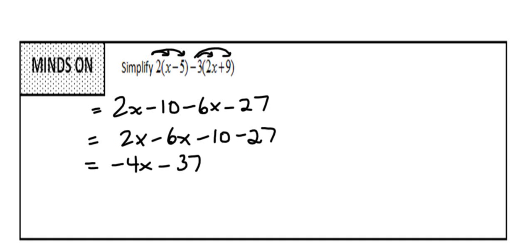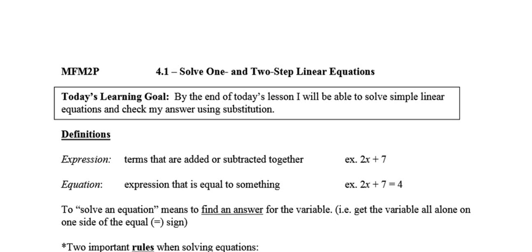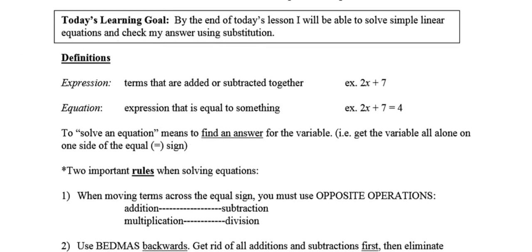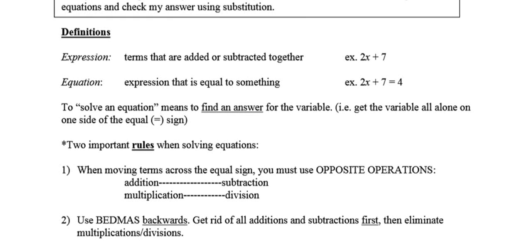Okay, so let's move on to the lesson. So a couple of definitions that we could discuss. Expressions are what you were working with yesterday, and so those are just terms that we have added or subtracted to create this simplified expression. So 2x plus 7 is an expression. An equation is an expression that is equal to another expression. So if we have 2x plus 7, that's an expression, and it's equal to 4, which is really just another very simple expression. So an equation differs from an expression by that equal sign.